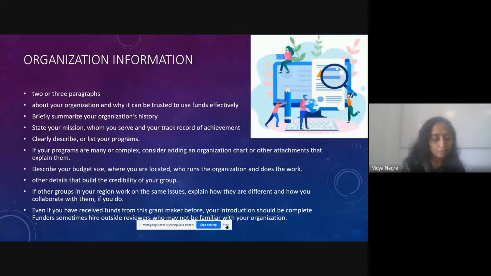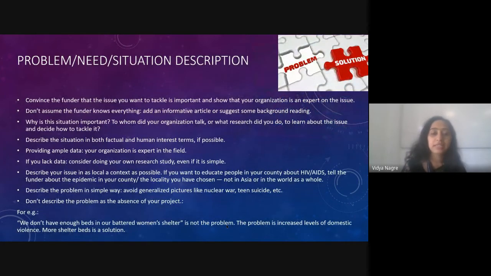So basically, even if you have received funds from this grant maker before, your introduction should be complete. It may happen that you have conducted some other research or project and taken a grant from the same fund agency, right? But don't assume that they know everything. You are applying fresh with a new topic, so give complete information. Funders sometimes hire outside reviewers who may not be familiar with your organization. So give detailed information.